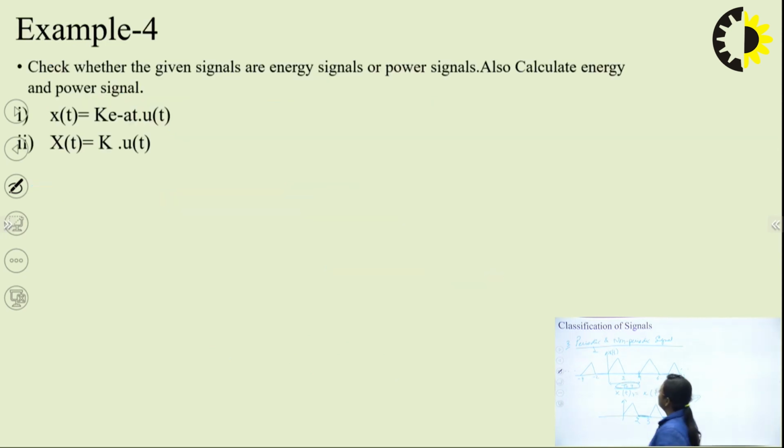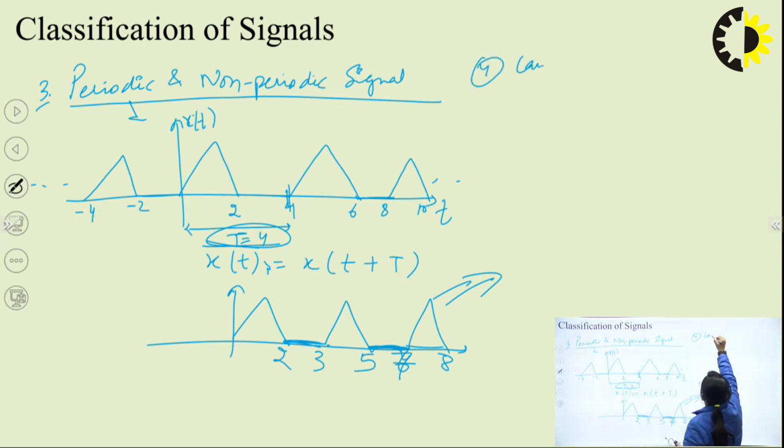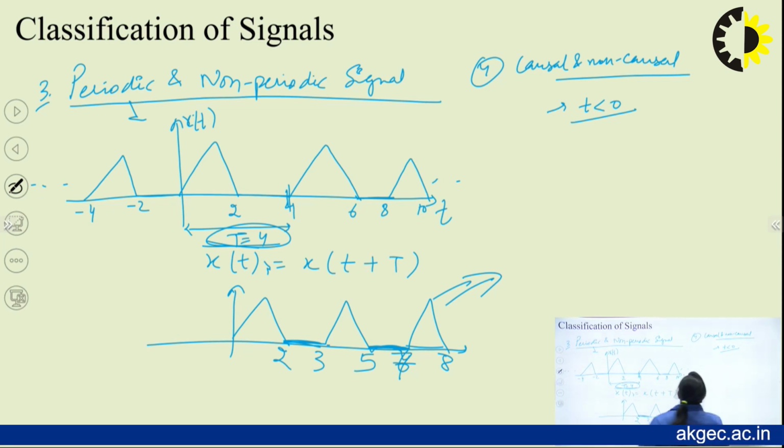Okay. Now another one is causal and non-causal signals. Signals that do not exist before t equals 0 are called causal signals, right? And those that exist before t equals 0 are called non-causal signals, right?